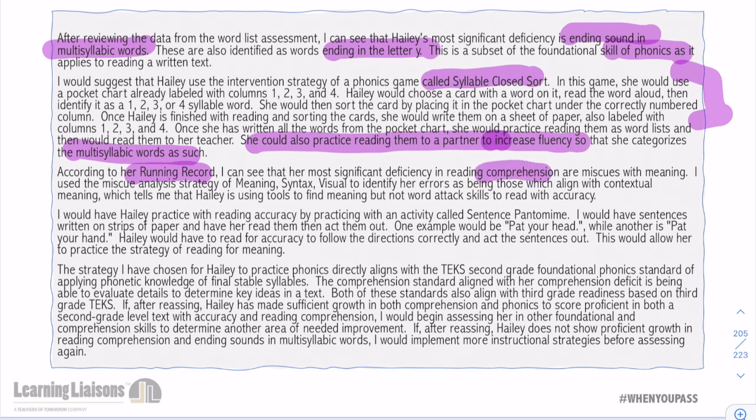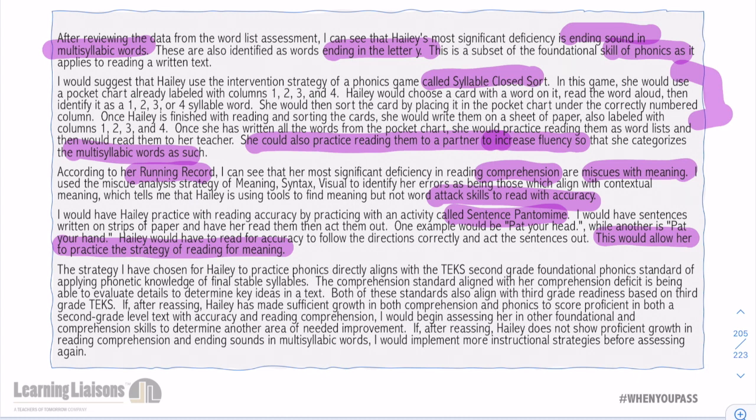In comprehension, that was the next thing we had to do. Her miscues are with meaning. So she is not using word attack skills to read with accuracy. She is using other tools like looking at a picture or something to find out what makes sense. But she's not looking at that first letter to make sure it's the right word. Then the activity, we had to have an activity for that, would be sentence pantomime. This would allow her to practice a strategy of reading for meaning.